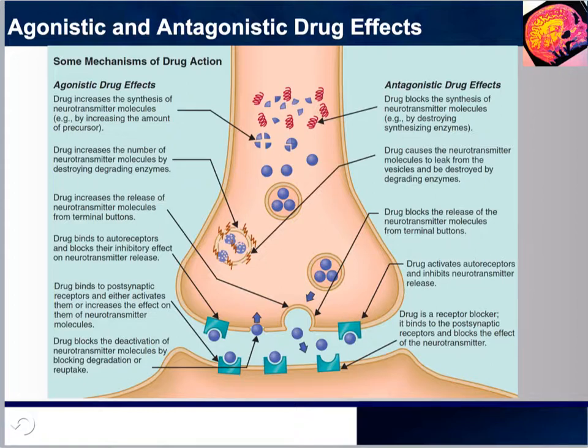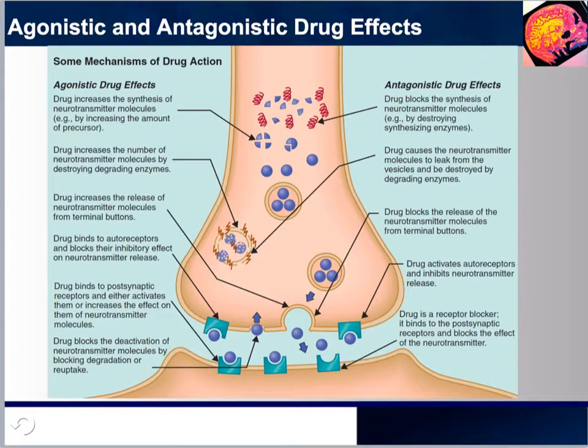Please note that with the antagonistic drug, which is on the right side of the screen, we find that, as you may remember, this is a downer, this is a depressant, and the drug would block the synthesis of neurotransmitter molecules by destroying the synthesizing enzymes. The drug also causes the neurotransmitter molecules to leak from the vesicles. That way they could be destroyed by the enzymes in here.